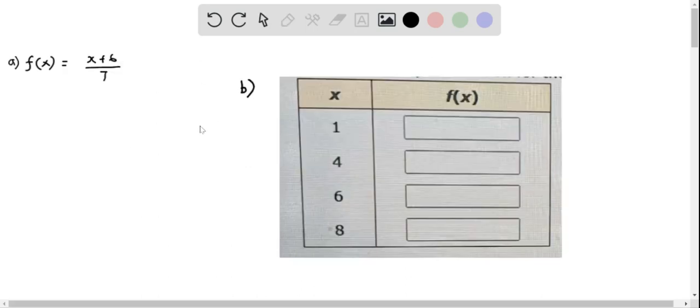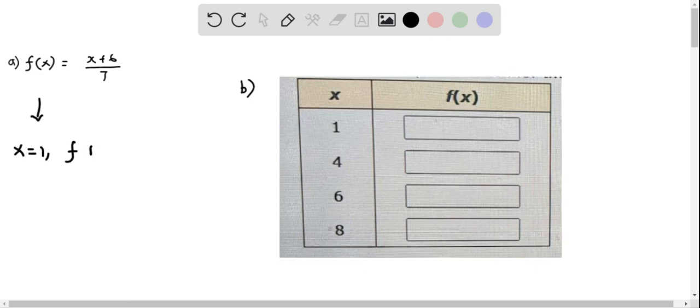Okay, let's do part B. Here we determine the numerical representation of the function f of x. So we are given this table with a few sample values for x. So for each of the x values, we have to determine the corresponding f of x. So first, using this function f of x, I'm going to plug in x equal to 1.